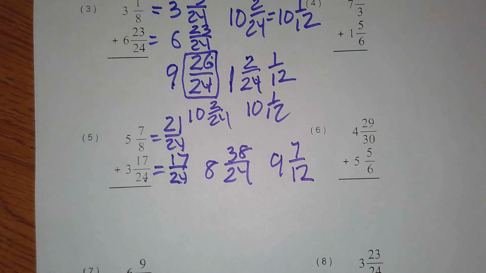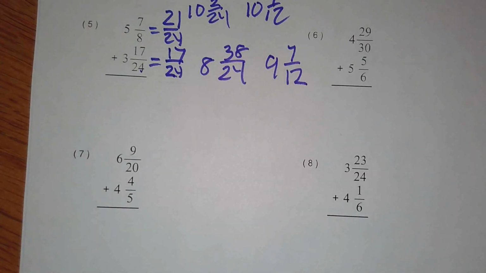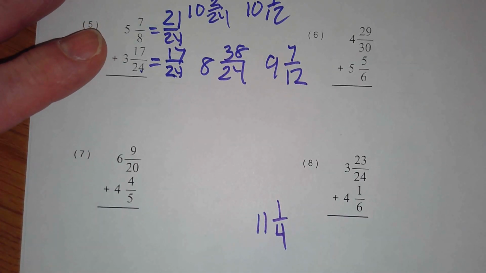And for 7, what do we get for 7? Anybody get number 7? Well, I hope we all got number 7, but anybody else here besides the same crew? Fensky. 11 and 1/4. 11 and 1/4. If you did not get that and want to see it, let us know and we'll go over it.